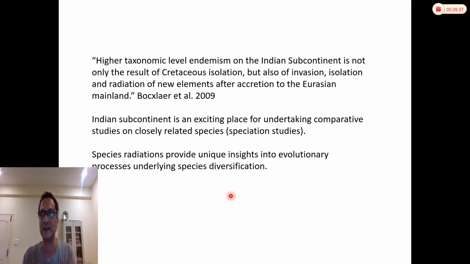So if we could study these radiations more closely, look at their ecology, look maybe at the genomic level at what's happening, what the differences are, and so on, this will really help us better understand how speciation occurs. So it's an exciting place to do this kind of research. And in fact, it's like an island. So you want related species so that you can do comparative work. So India provides that setting without being an island, even though I'm saying it's an island in the context of this talk.